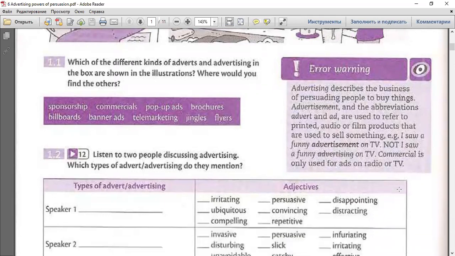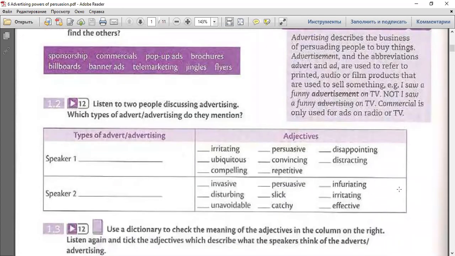All right, so now we're going to listen to 2 people discussing advertising. Please write speaker 1 and speaker 2 and tell me which type of advertising they mention.